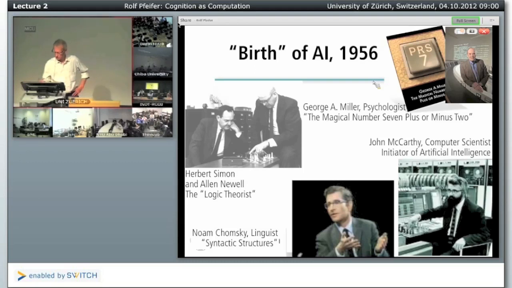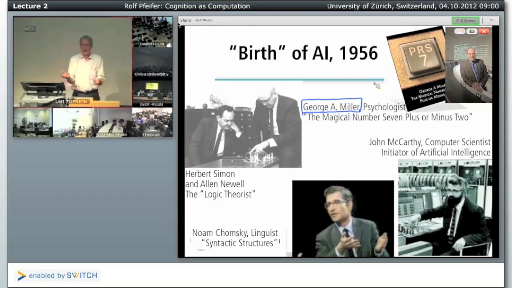Another seminal paper that was presented at this conference was by a psychologist, George Miller, with a very famous paper called The Magical Number 7 Plus or Minus 2. Now, what he was interested in is short-term memory. We can keep certain things in mind for a short period of time. And he was interested in the capacity of short-term memory. How much information can we keep in short-term memory?